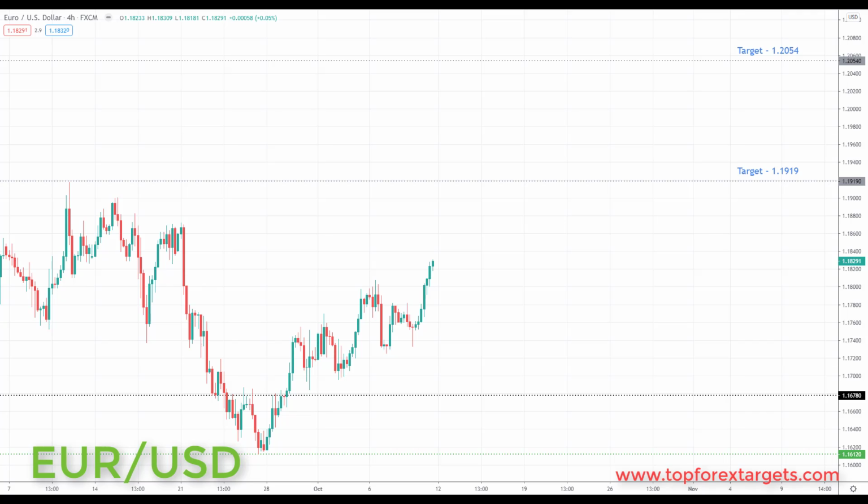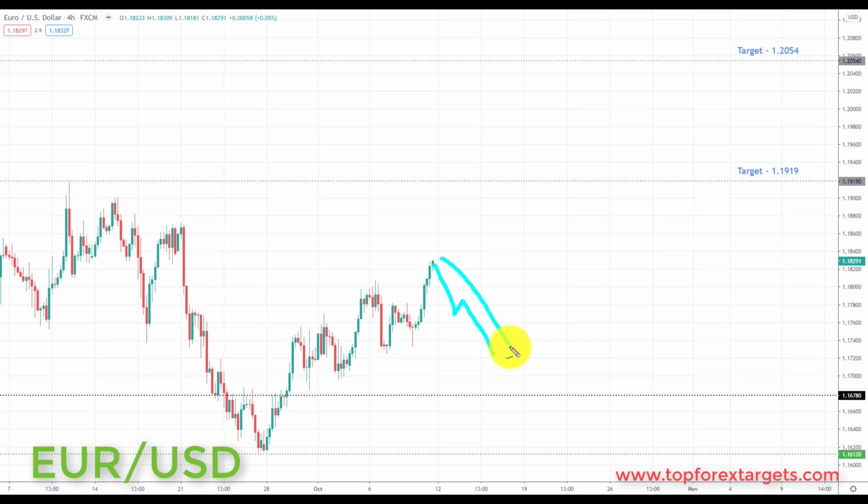The next market we're going to look at is euro dollar. Now we start the week above a key area of broken resistance, looking to turn support at the 1.16780. Any correction down towards the 1.16780 next week is going to be viewed as a great opportunity to start to look for bullish reversals or bullish breakouts in this market.